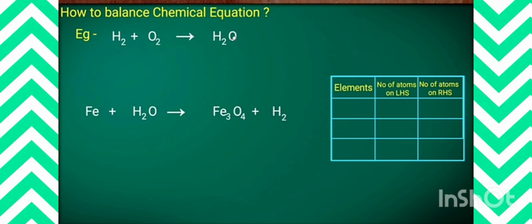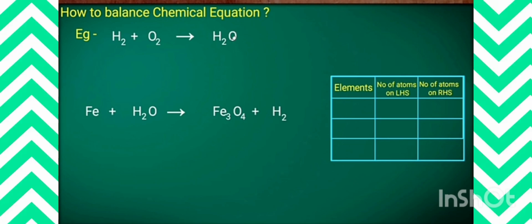First, we have to know which elements are present and the number of atoms on the LHS and the number of atoms on the RHS, that is, the reactants and the products. The reactants are on the LHS, whereas the products are on the right-hand side.